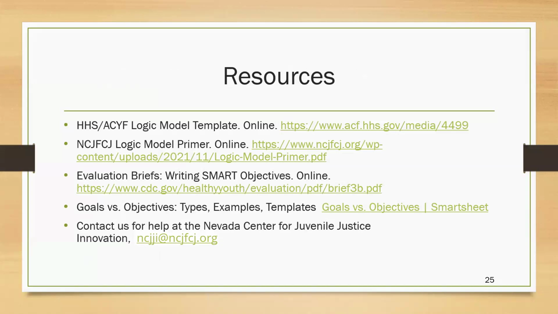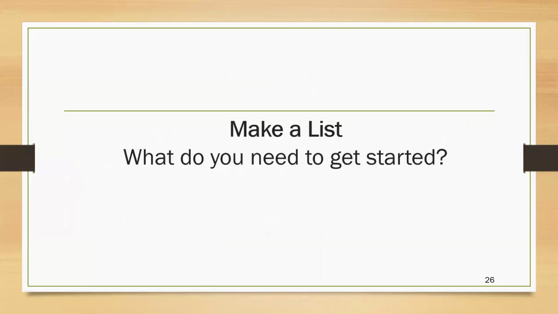So some of the resources that we used to develop this quick tutorial are the HHS Administration for Children, Youth, and Families Logic Model Template. It's online. Our own organization's Logic Model Primer, also online. From the CDC, Evaluation Briefs, Writing SMART Objectives, online. Goals versus Objectives, the types and the examples and templates, online as well. And you can contact us at the Nevada Center for Juvenile Justice Innovation. In closing, make a list. What do you need to get started?